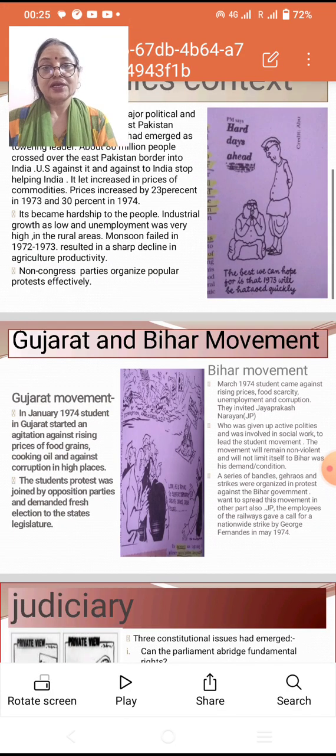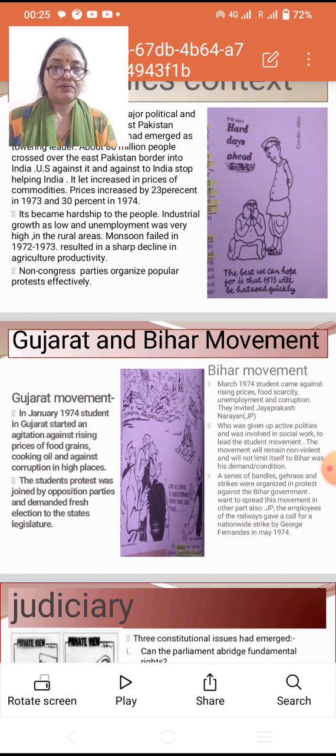In Gujarat, there was great inflation in food products, grains, pulses, vegetables. People were suffering a lot. There was great pressure on the government to have a fresh election, and under the pressure, fresh elections were conducted because of the agitation of the students. The same thing was happening in Bihar also. The same condition was there. There was also drought and famine. Because of that, the public was suffering a lot.